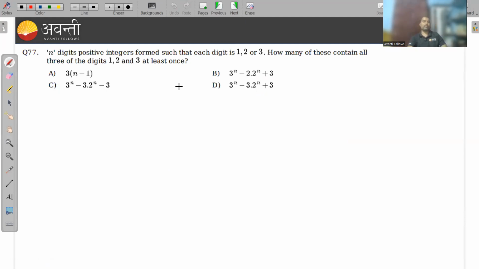In the next question, it is given that n digit positive integers are formed such that each digit is 1, 2, or 3. How many of these contain all three of the digits 1, 2, and 3 at least once? At least once means, out of all these n digit positive integers, how many contain all three digits 1, 2, and 3 at least once?